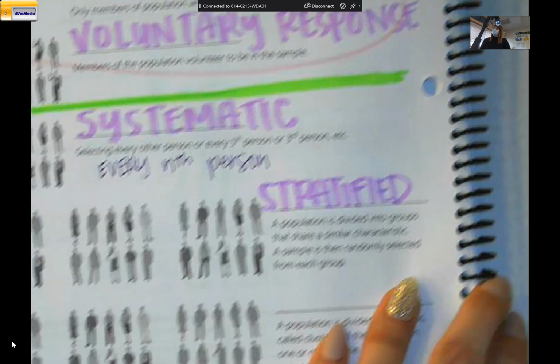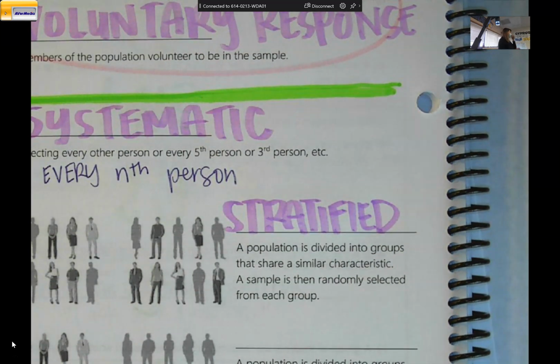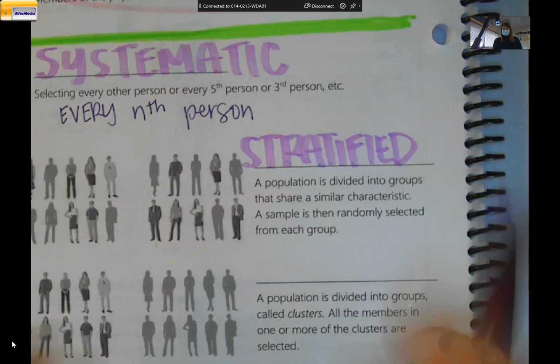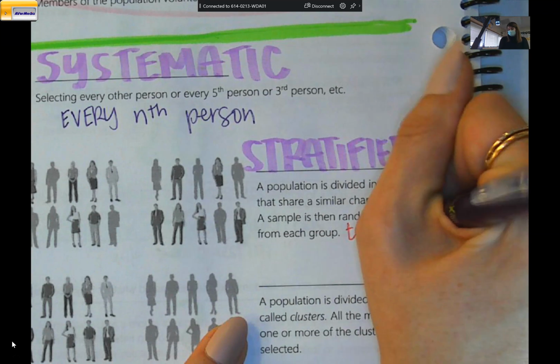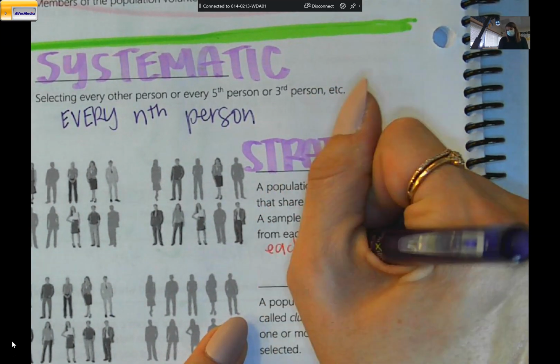Stratified sample. So you break your population into groups and you take a few people from each group. So down below, write a note to yourself: take from each group.